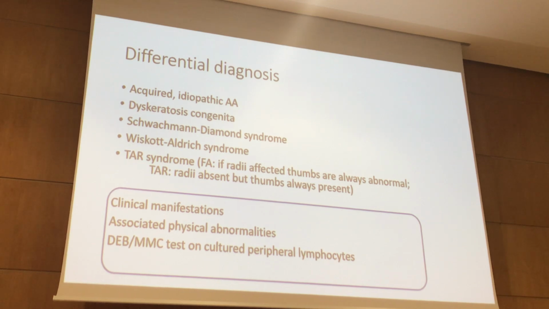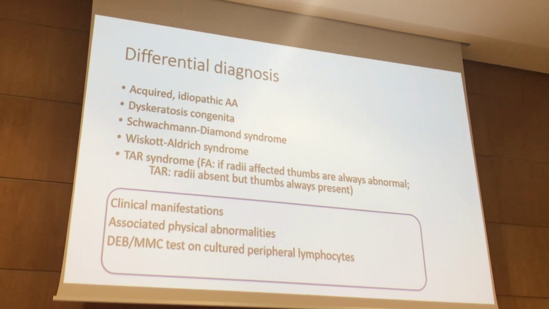For differential diagnosis of Fanconi's aplastic anemia, you should consider the other inherited bone marrow failure syndromes such as dyskeratosis congenita, Shwachman-Diamond syndrome, Wiskott-Aldrich, TAR syndrome. With TAR syndrome, for example, differentiation is quite easy because the radius can be affected in Fanconi's aplastic anemia, but if it is affected, thumbs are not spared. However, in TAR syndrome, radius is absent and thumbs are always present. So this is a converse situation.